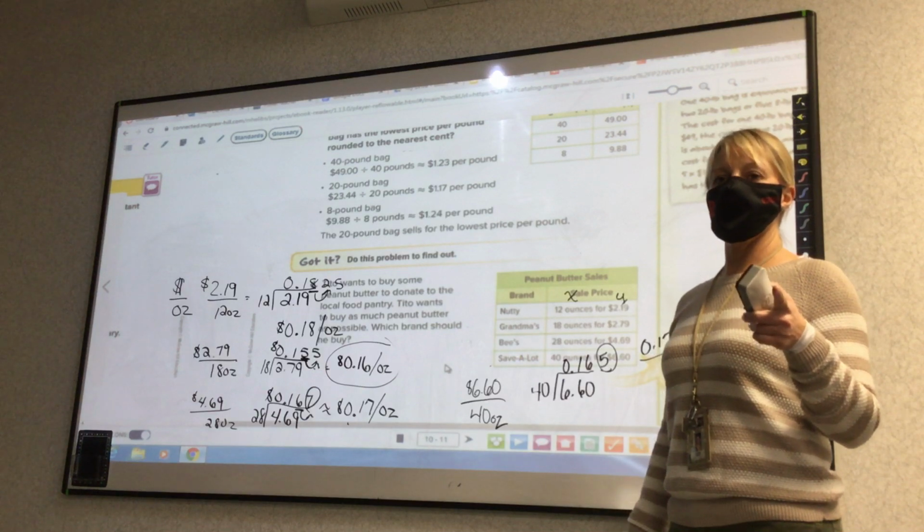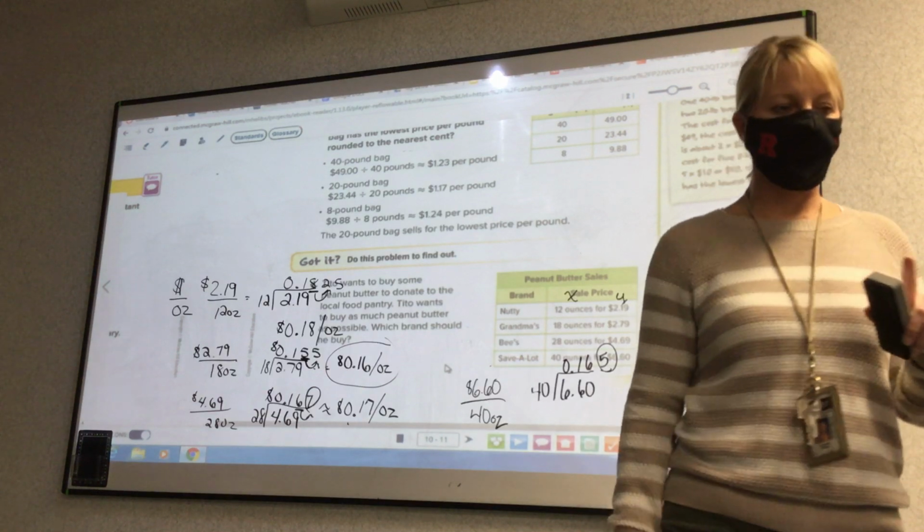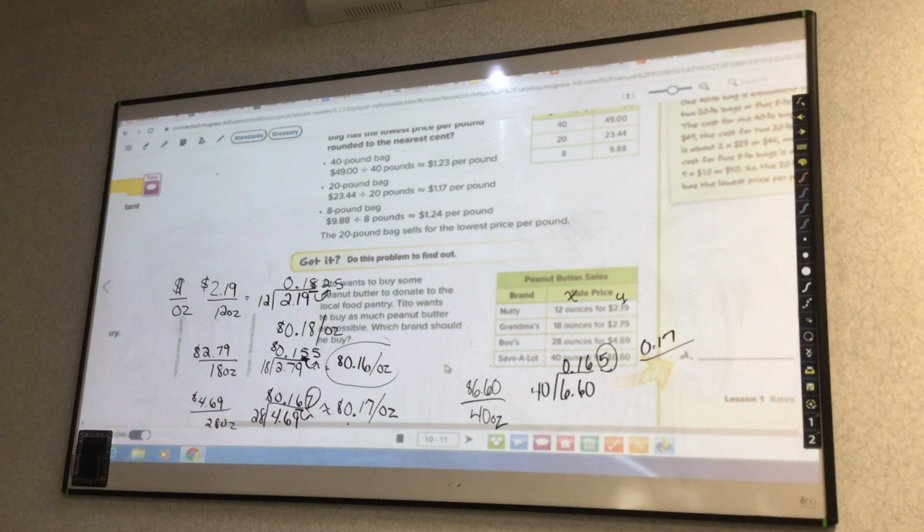Turn the page. Look at example 4. I believe it's example 4. It just says next example, and it is number 4. What I want you to do is read through that. This is going to be your homework. And then you're going to do numbers 1 through 3 in the guided practice. You can stop that.